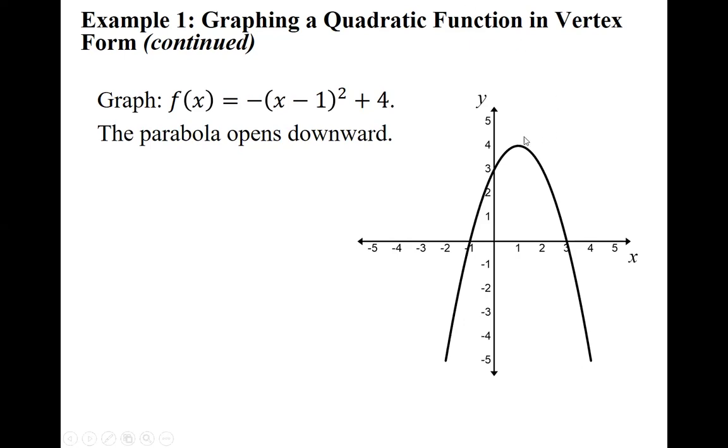So we plot our vertex, (1, 4). We plot our x-intercepts, negative 1 and 3. We plot our y-intercept of 3. And then we draw the parabola through these points, and it opens downward.